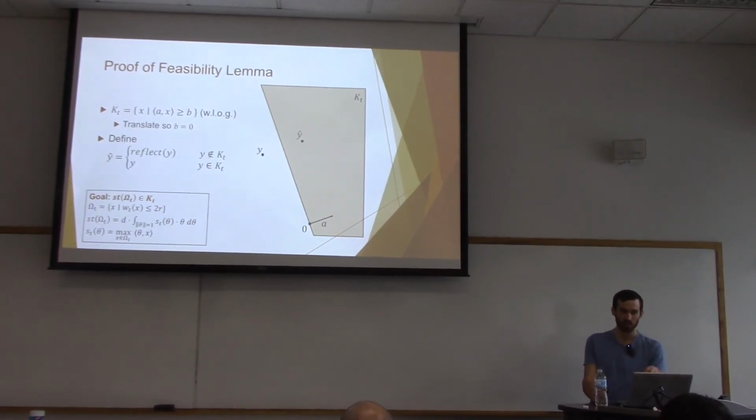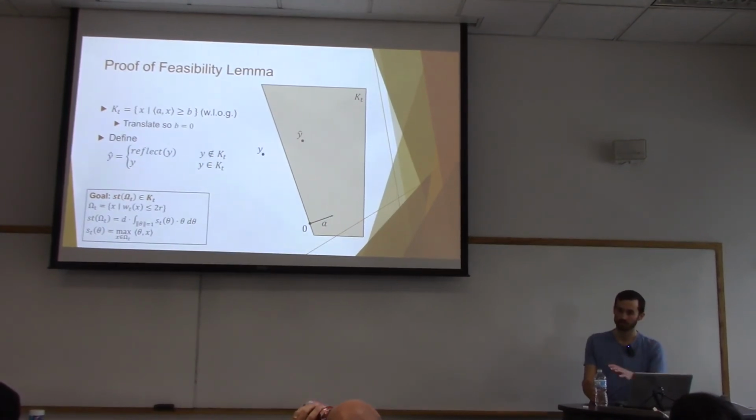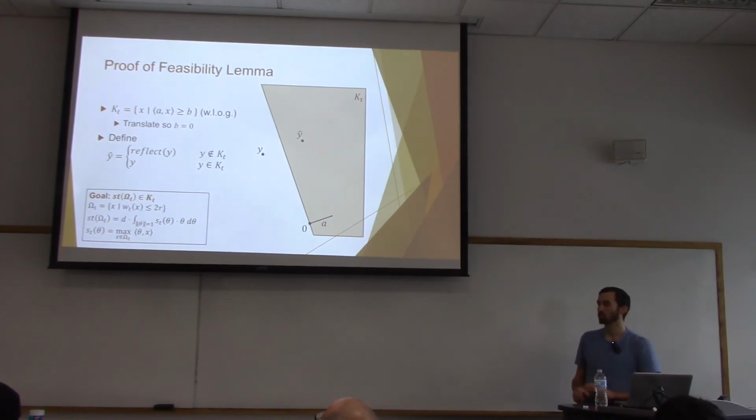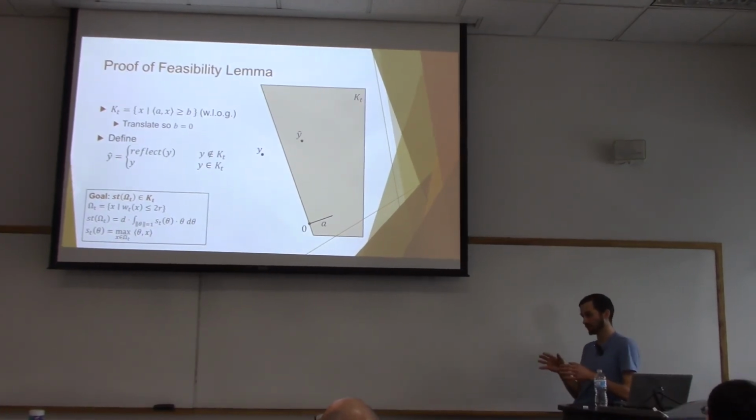So I'll define this thing y hat as the point y itself if it's already feasible, and it'll be the reflection of y into the feasible set if the point y is not feasible. Repeat why the first one was without loss of generality. Because what this proof essentially shows is that for any half space containing the feasible set, I'll show that the Steiner point is in that half space. And so it's in the intersection of all the half spaces, which is the feasible set.